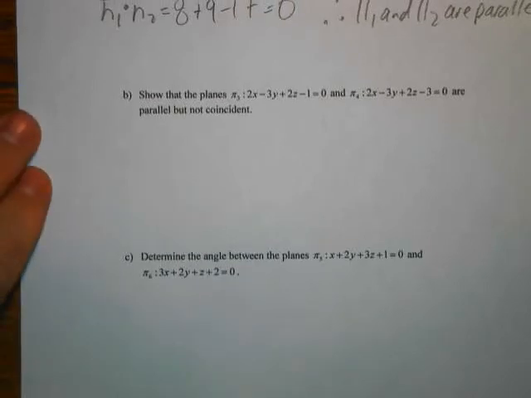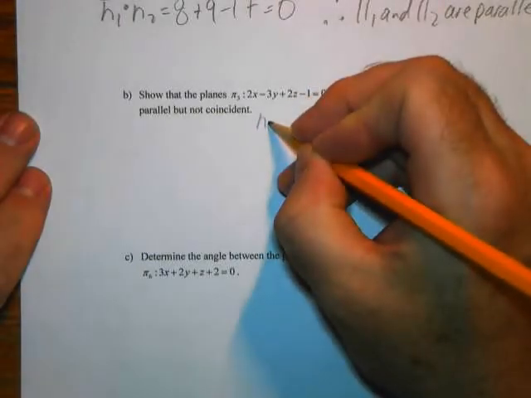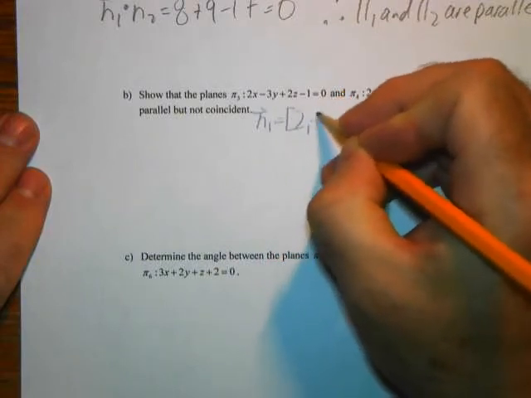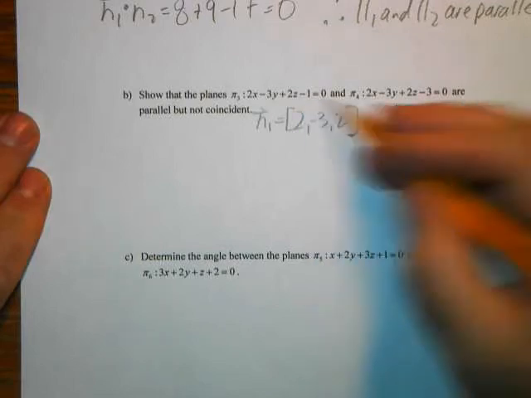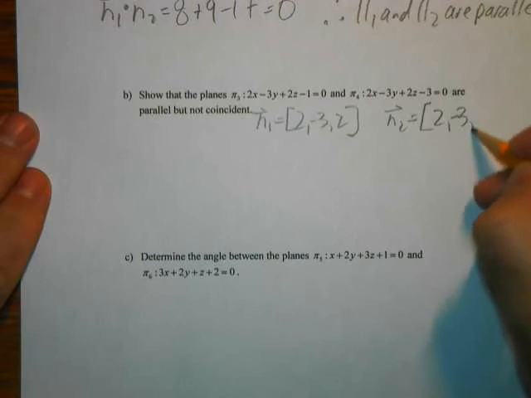So first thing we're going to do is, like we did last time, find the normals. So n1 is 2, -3, 2. Normal 2, I guess I should call them 3 and 4, but we'll keep going. 2, -3, 2.